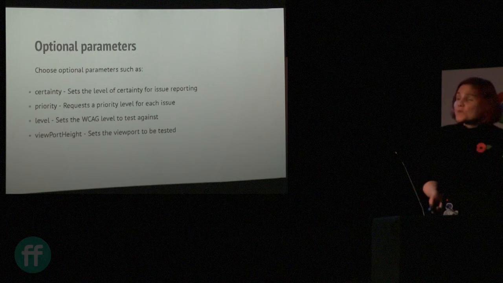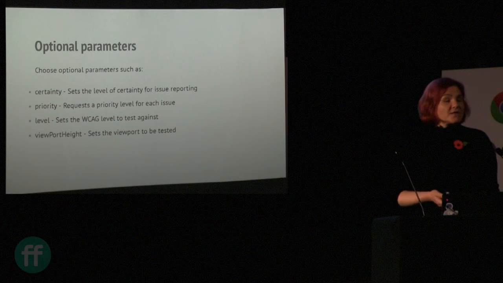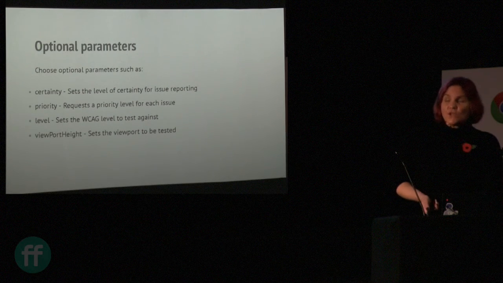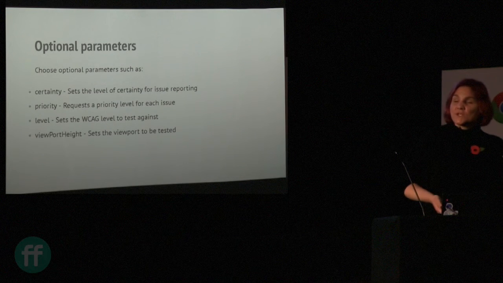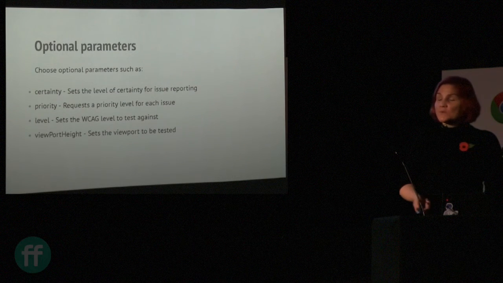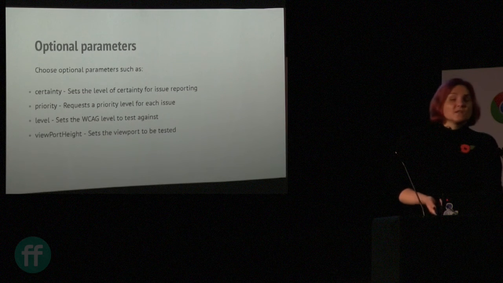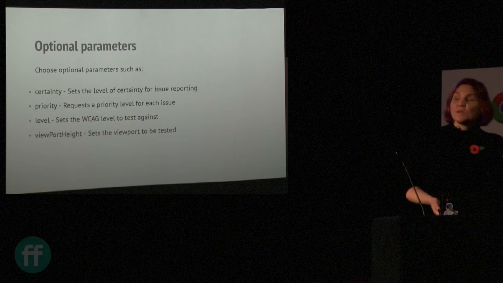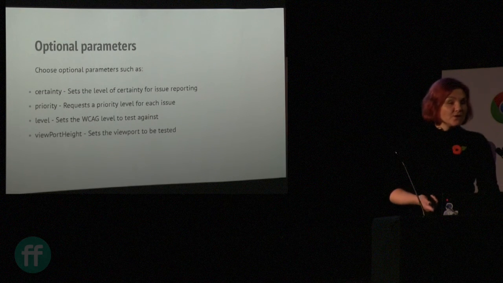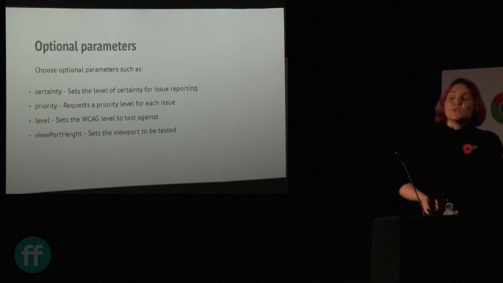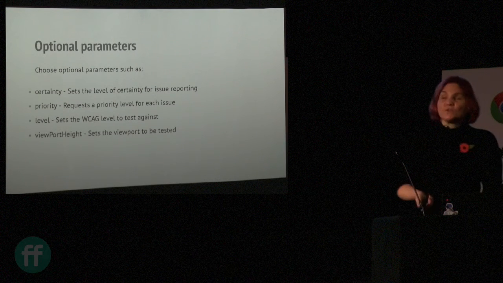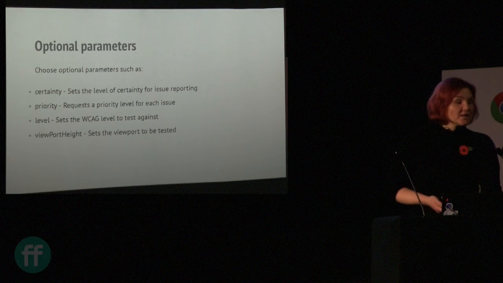It also has some optional parameters that you can use. You can set a certainty level, so how certain is the API that the thing it's reporting is actually an issue, and it can do that on a percentage basis. You can choose the level of accessibility guidelines you want it to check. The Web Content Accessibility Guidelines are pretty much the generally agreed benchmark for testing accessibility, and there are 3 tiers, single A, double A, and triple A, so you can choose which one you want. Most people settle on double A as a practical, medium, and reasonably realistic goal to achieve.